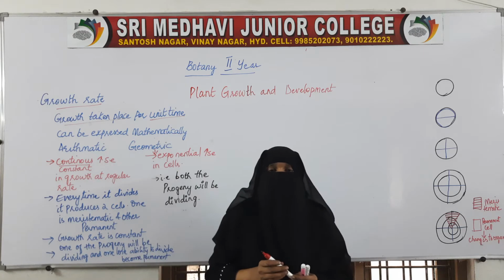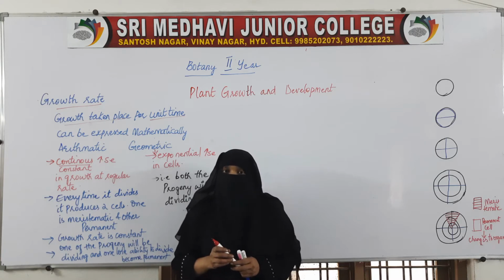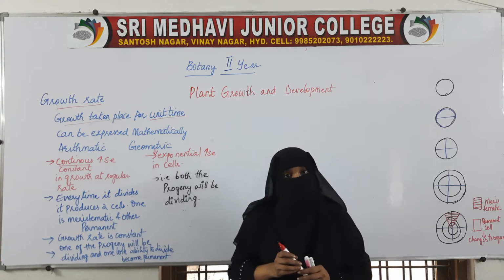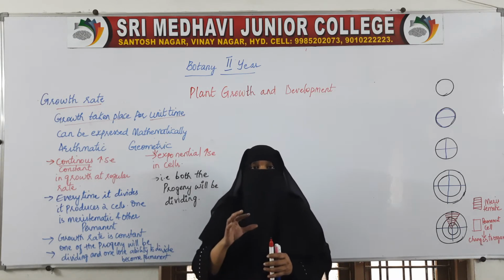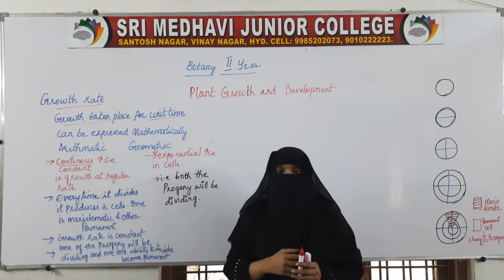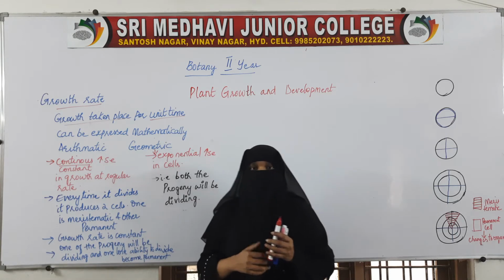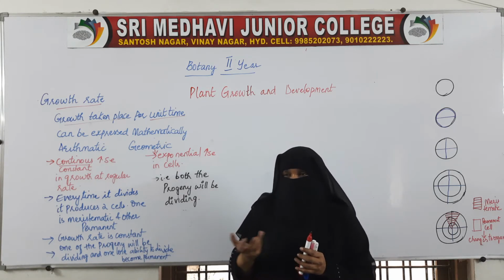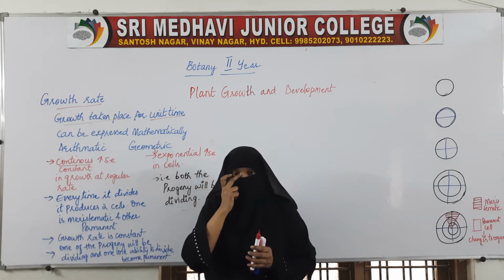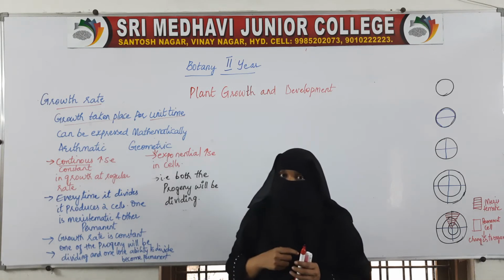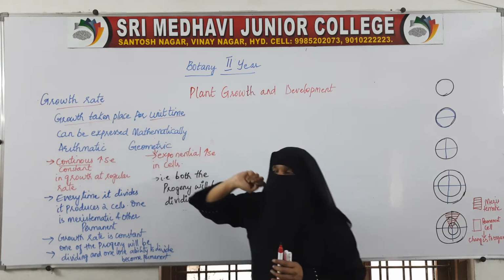That is called growth rate. So, growth rate is nothing but the amount of growth per unit time. How much of growth has taken place in a plant in a particular time. This time can be minutes, seconds, months, or years. So, we can take any parameter here, but with a specific amount of time, how much of growth has taken place, that is called the growth rate.